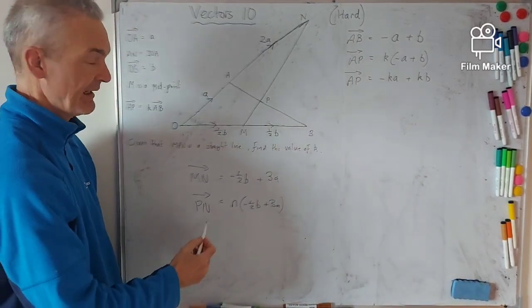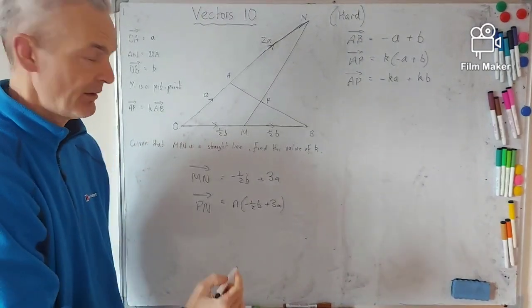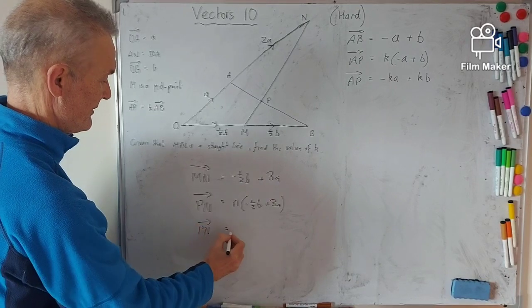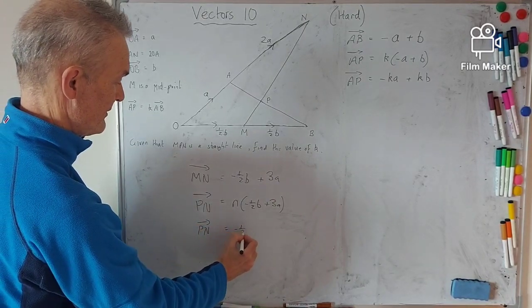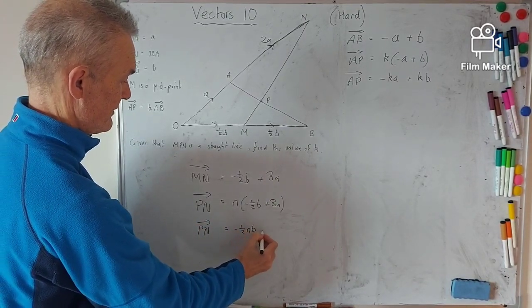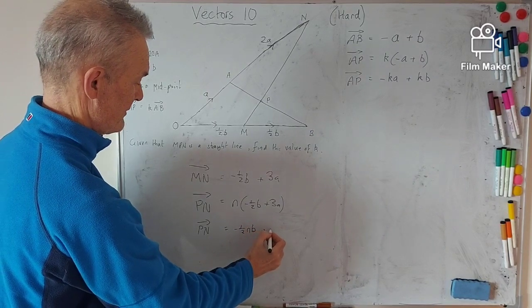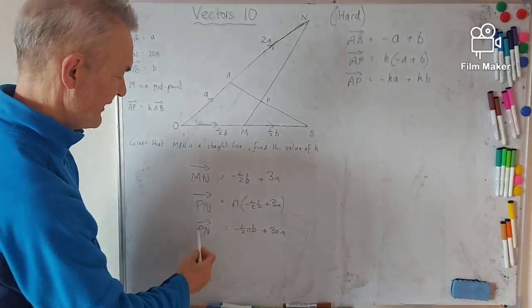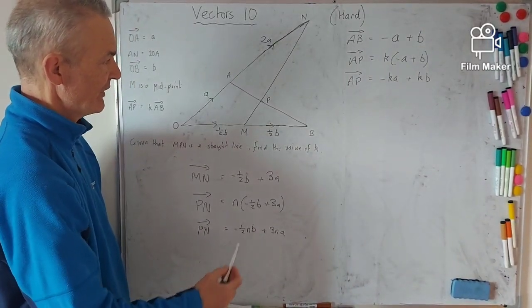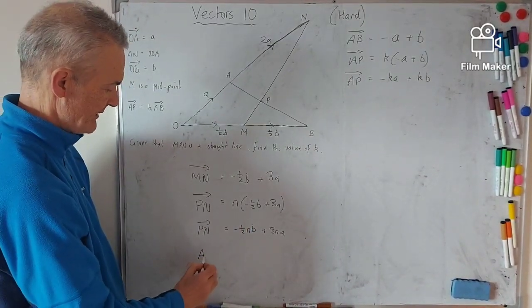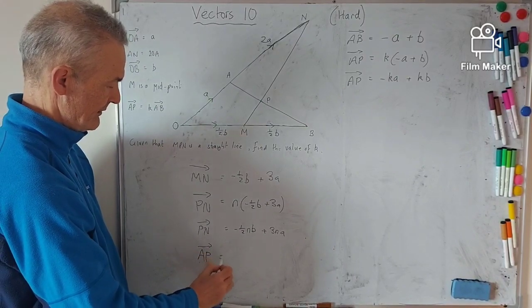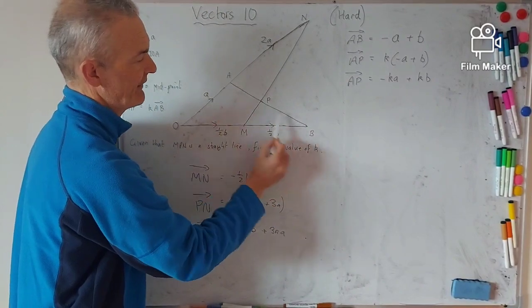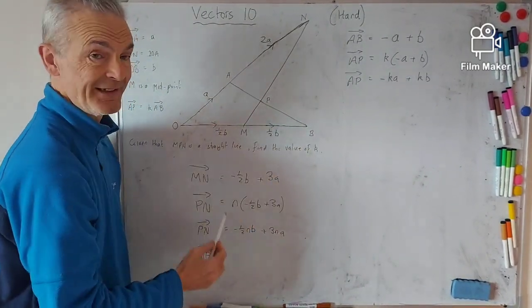Okay, so that's Pn. And all I'm going to do now is just multiply out the brackets, like so. So that's Pn. Now we're interested in AP. Remember, we've already worked out AP as a fraction of this vector. So now we want it in a different way.